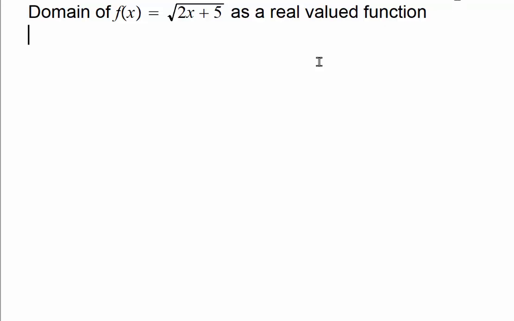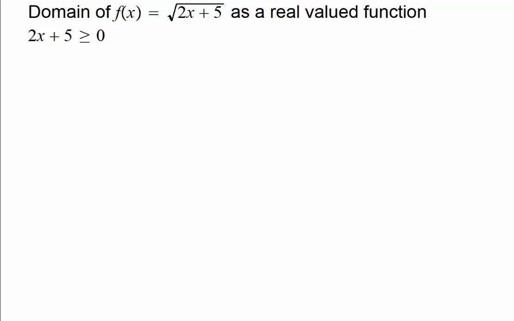So we would like to obtain the domain of this function as a real valued function. Now, in order to be a real valued function, you know that the quantity inside the square root sign cannot be negative, or in other words, it has to be greater than or equal to 0. So let's go ahead and solve this inequality.